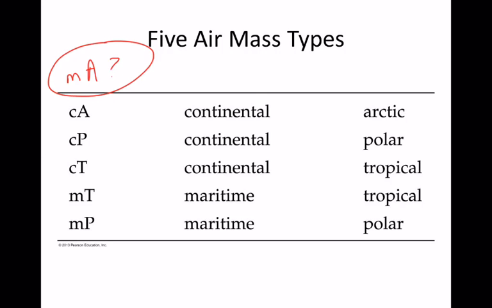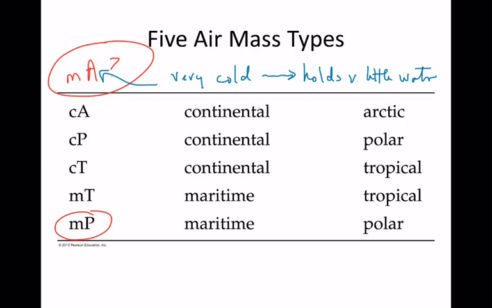Maritime usually means there's moisture, and if you say maritime Arctic, there's a lot of moisture from the ocean, and that contradicts itself. Maritime polar works okay because it's not bitterly cold. But I think I heard y'all say that if it's Arctic, it's very cold. The thing is that it doesn't hold much water. Very cold air holds very little water. Very good. I think that's one of your homework questions.